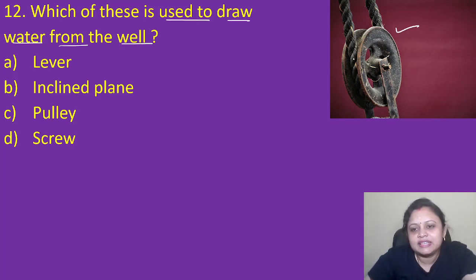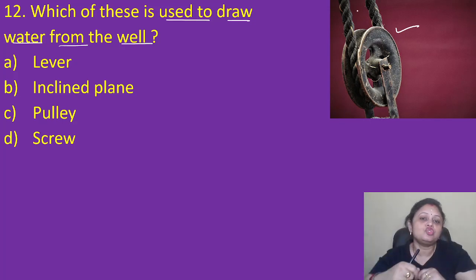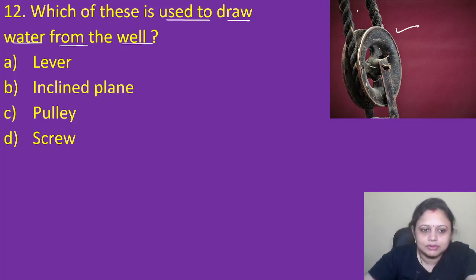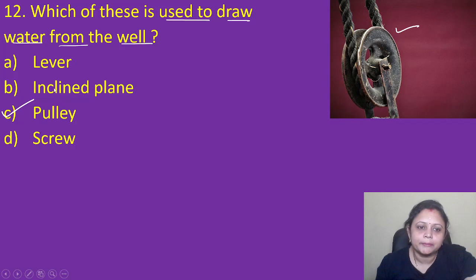You must have seen this type of structure. It is a circular structure, and here the groove is there. In the groove a rope is there, and we use it to draw water from the well. Got it? So the correct answer is option C, that is pulley.